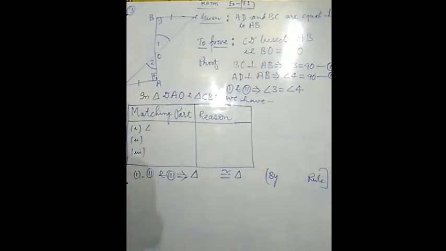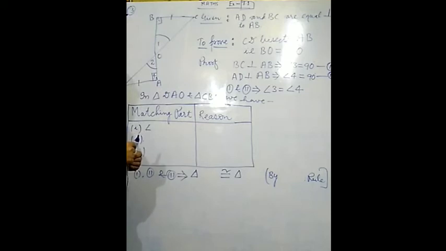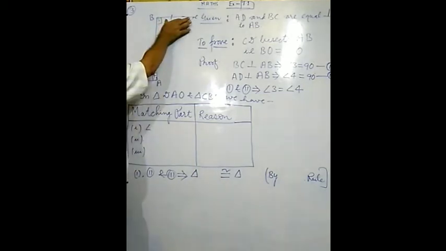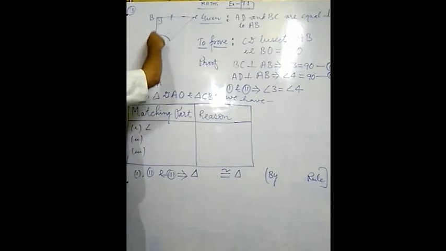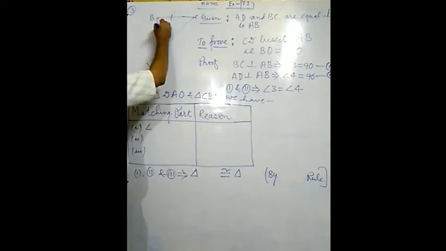Students, now we have to discuss question number 3. What is given in question number 3? AD and BC are two perpendiculars, and both the perpendiculars are equal, meaning BC equals AD. Both BC and AD are perpendicular to AB. If BC is perpendicular to AB, what is the value of this angle 3? Ultimately it will be 90 degrees.